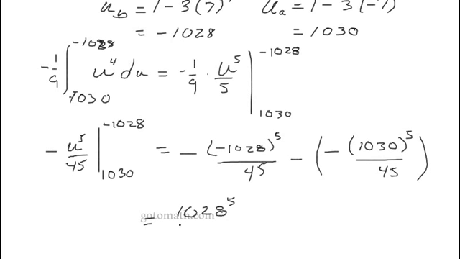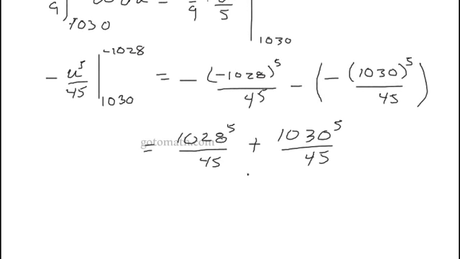1028 to the 5th over 45 minus, and then of course we have a minus and a negative here. That's going to become plus 1030. So I said this is not going to be nice. Well, after evaluating this, I'm going to write this in scientific notation. This is 5.127, well, I don't know, we'll round it to 3 decimal places here, times 10 to the, now I'm just approximating this, okay? This is just an approximation, times 10 to the 13th.